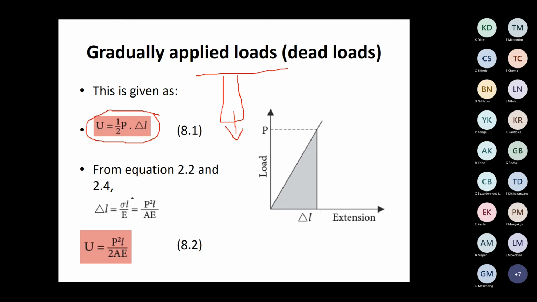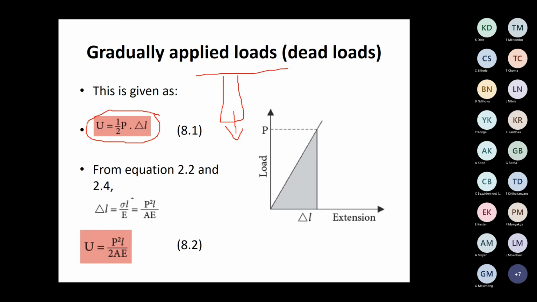Then what you can say is that the change in length, which you learned at the beginning of the semester, is stress times L over E, and you can also say it is PL over AE. That means if you have a load, you can directly use this formula and say my strain energy equals my load squared, multiplied by my original length, divided by 2 times my area and Young's modulus. That is your first formula when you want to calculate your energy for a single load when it is a dead load.